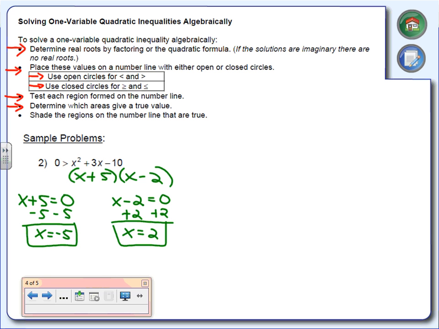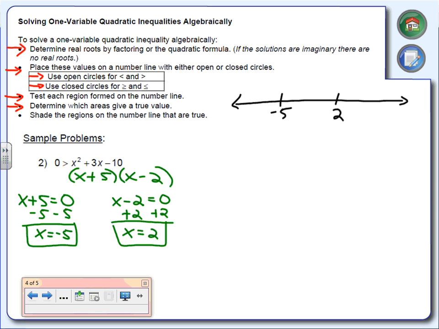So here's what we're going to do. We're going to take those two numbers and we're going to place them on the number line. Here's the negative 5. Here's the positive 2. By the way, keep in mind that the smaller number is always on the left, the bigger number is on the right. There's the number line.